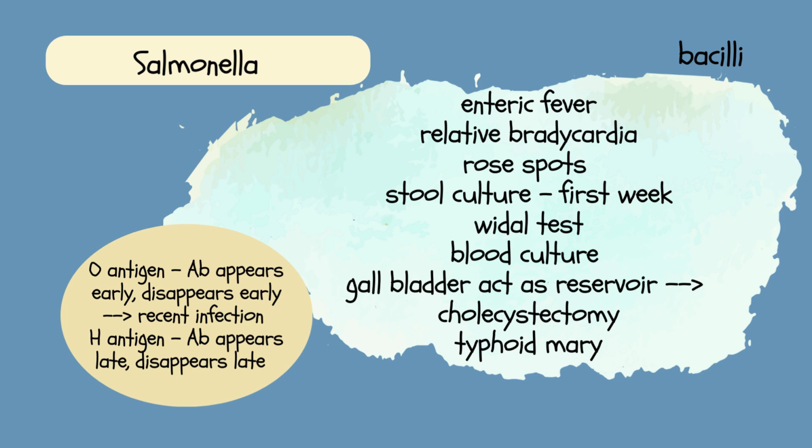Okay. In Salmonella, we have O and H antigens, and in the Vidal test also we make use of these O and H antigens. The antibody against the O antigen will appear early and disappear early. So if the antibody against O antigen is positive, it indicates a recent infection. However, the antibody against H antigen appears late and disappears late. So that may indicate a convalescent stage. So if both O and H are positive, that means an active infection. If only H is positive, that means a convalescent stage.